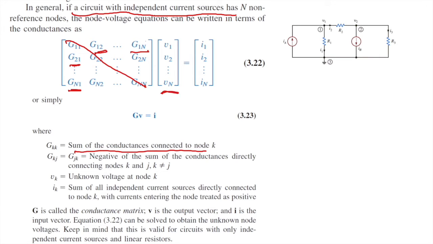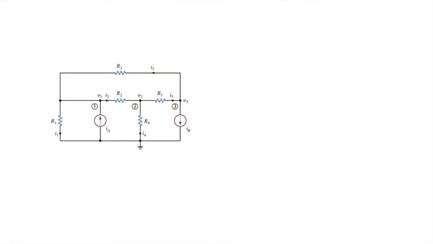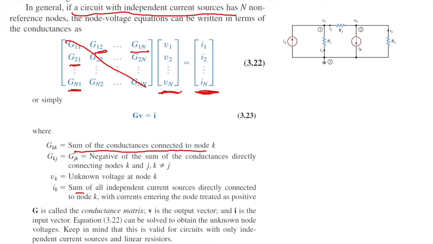And V is the vector of unknown voltages. And I is the current. It is the sum of all independent current sources directly connected to node K, with currents entering the node treated as positive. So if there are no independent current sources connected to that node, we just set it to 0.